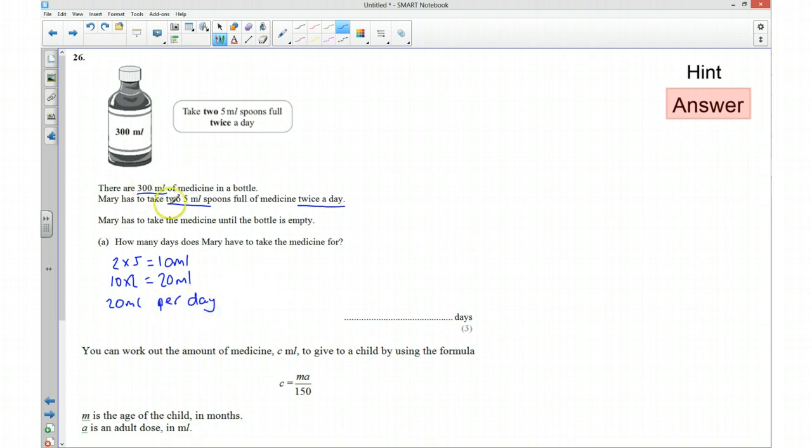So if she's got 300 milliliters of medicine and she's having 20 milliliters per day, after 2 days she'll have had 40 and then 60 and then 80. So we need to work out how many days until she runs out of medicine. So the calculation we can do here is, well, how many 20s are going to go into 300? Well, 300 divided by 20 is going to be the same as 30 divided by 2, which is 15. So it's going to take her 15 days before she runs out of medicine.